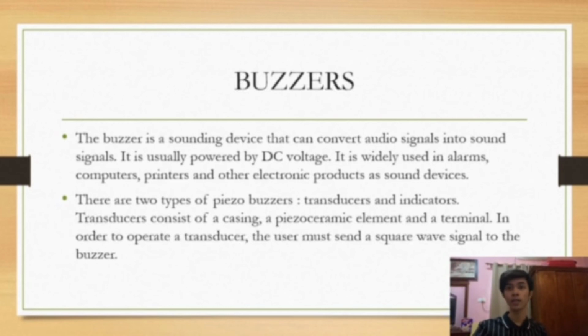Buzzers. The buzzer is a sounding device that can convert audio signals into sound signals. It is usually powered by DC voltage. It is widely used in alarms, computers, printers, and other electronic products as a sound device. There are two types of piezo buzzers: transducers and indicators. A transducer consists of a casing, a piezoceramic element, and a terminal. In order to operate a transducer, the user must send a square wave signal to the buzzer.